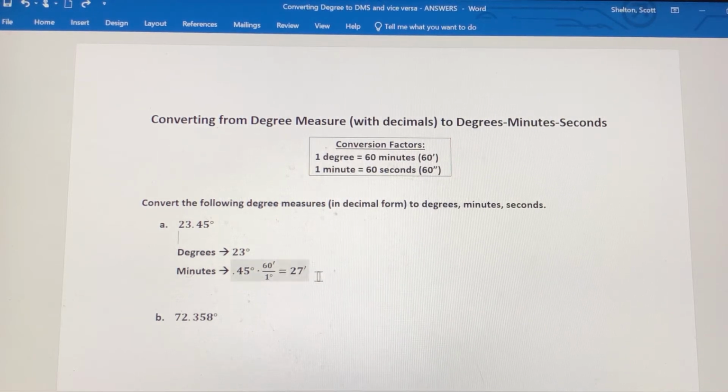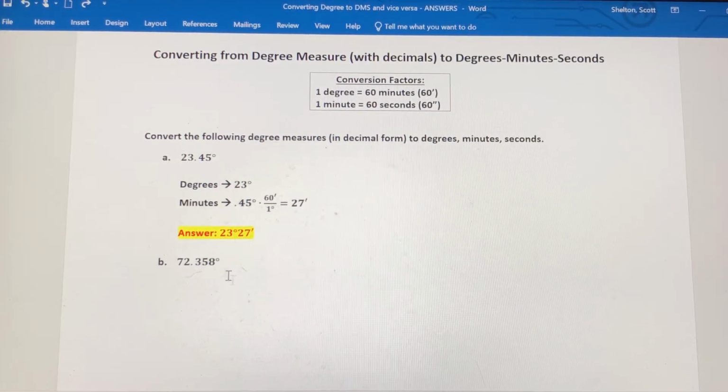Now that comes out to be a whole number. That means there aren't going to be any seconds for this one. So 23.45 degrees is exactly 23 degrees and 27 minutes, okay? If you go back to this calculation right here, this is degrees in the numerator, this is degrees in the denominator, so those degrees cancel out, and the only unit that's left over is the apostrophe there, which represents minutes, okay? So 23.45 degrees is 23 degrees, 27 minutes, okay?